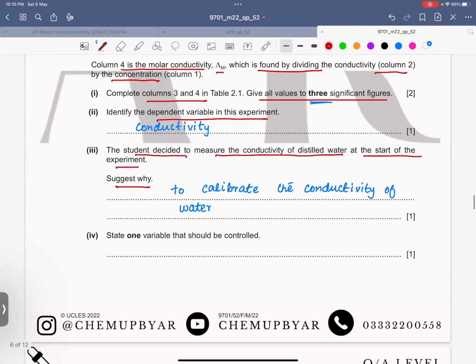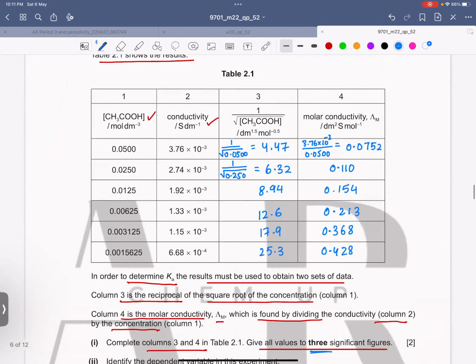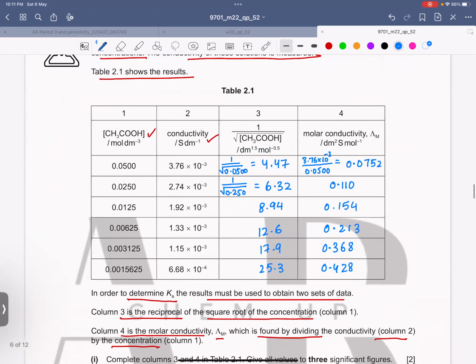Now next part, state one variable that should be controlled. Temperature. Good. If the temperature changes, then obviously the movement of the ions changes as well, and as a result the conductivity would change. So for each experiment, the temperature must be kept constant in order to observe the change in conductivity due to the concentrations only.